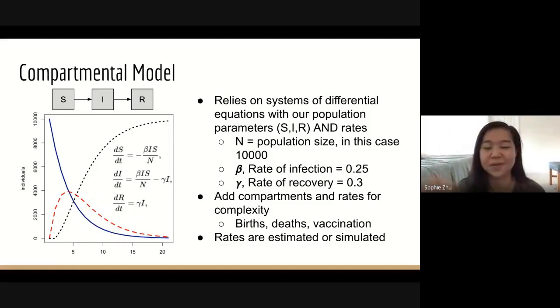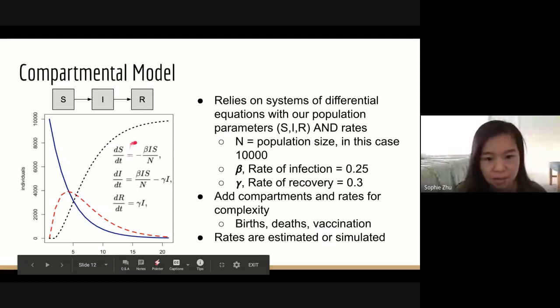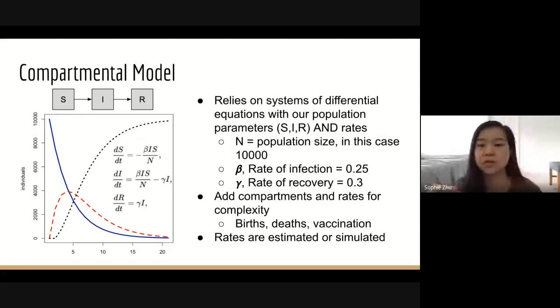This is going to be a slide that might be, again, mathematically a little bit over the top, so don't feel like you have to understand everything. But in terms of how this model functions, it relies on systems of differential equations with our population parameters and certain rates. The equations here dictate how people move from one compartment to the next. Depending on how quickly people are being infected and how quickly people are recovering, that will change the shape of the graph and the timing of the overall pandemic.